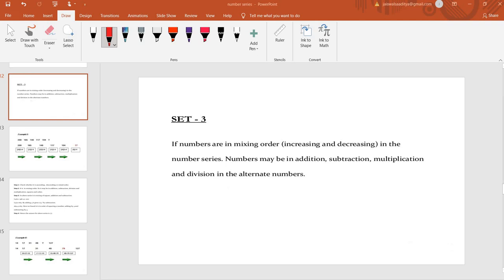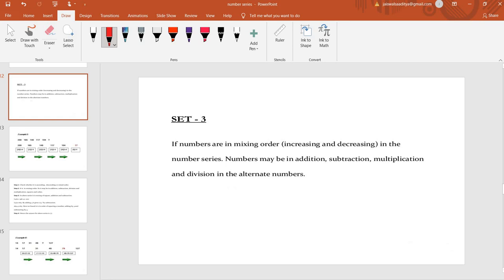So in the earlier video lecture, we discussed set 1 and set 2 of number series. Here we will discuss set 3. So what is set 3? It's a kind of mixing: the numbers are in a mixed order of increasing and decreasing, and the series may involve addition, subtraction, multiplication and division in alternate numbers.